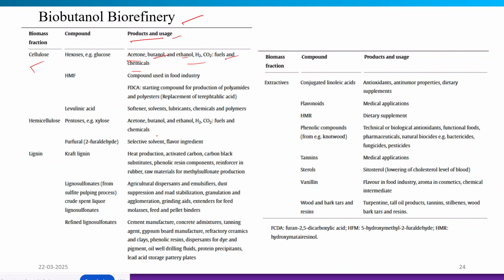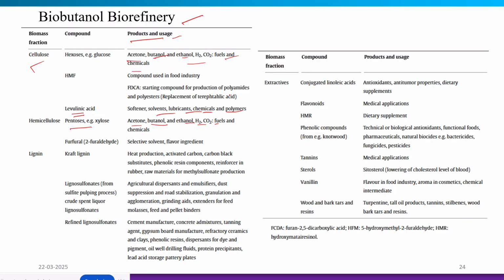So it has a lot of other compounds like HMF, that is hydroxymethylfurfural. This kind of component is used in the food industry. Lots of uses are there, and solvents, lubricants, and chemical polymers are made from the levulinic acid. Hemicellulose, which has pentose and xylose, is also useful for butanol and acetone production.